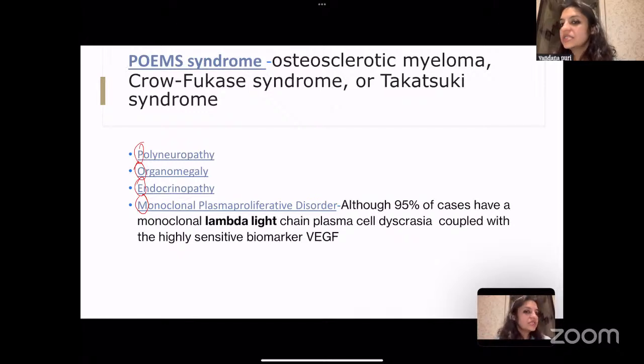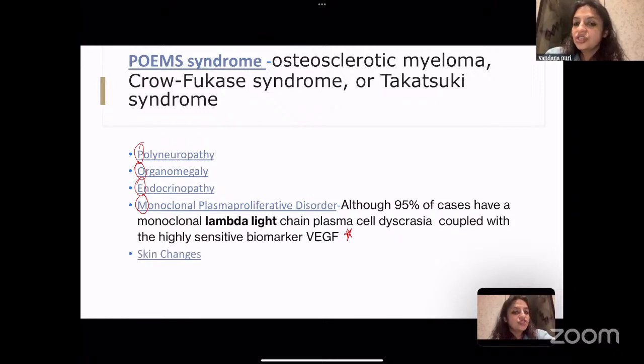The catch point here is that the majority of the time, 95% of the time, they have lambda light chain. That is very, very important. There are also increased VEGF levels in their body. So VEGF is increased in the body and they have lambda light chains. That's another point that you all have to remember. And then come your skin changes. So that's POEMS, a paraneoplastic manifestation. Remember, 95% of them have lambda light chain, and VEGF is a sensitive biomarker. So the biomarker of POEMS syndrome is VEGF. They can present this way because there is increased VEGF, so there is a lot of leaking occurring.